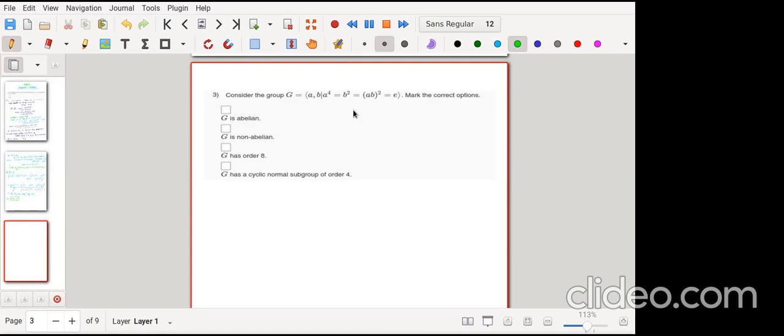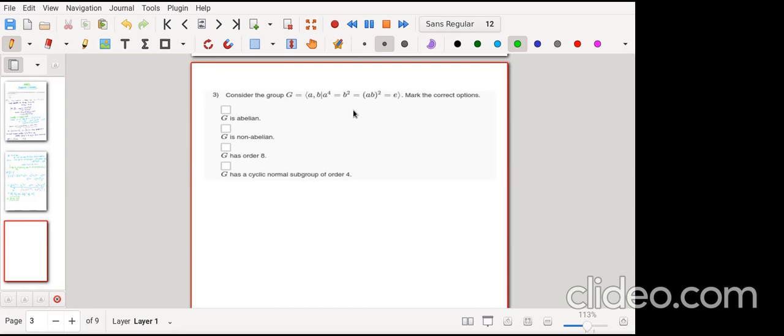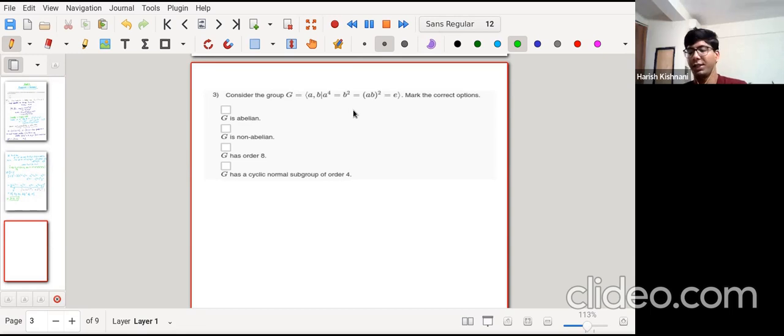Have you seen this kind of group before? Are these relations similar to something? I think it is D4. Yes, you are right.